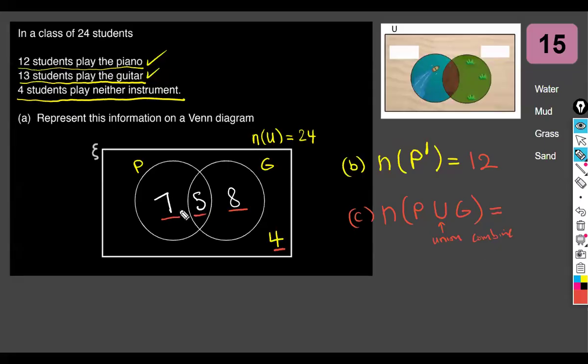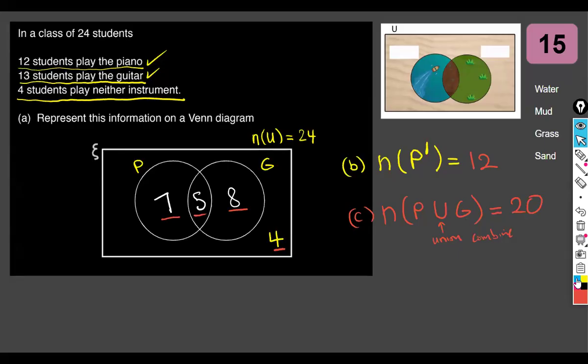So I need my calculator for that. So 7 plus 5 plus 8. Yes, 7 plus 5 plus 8. For some reason, I get 20. Am I correct there? 20. Right?